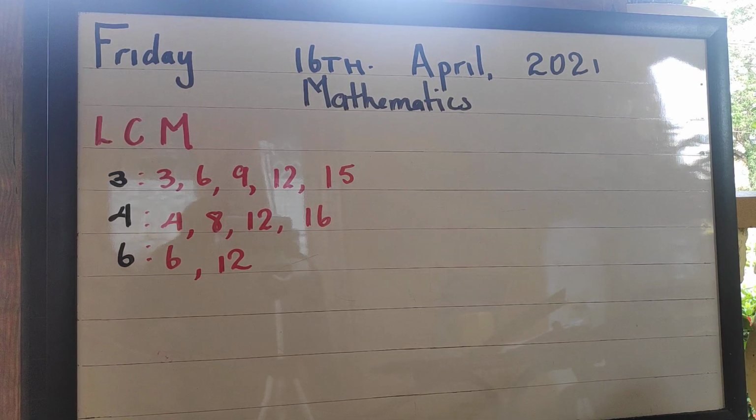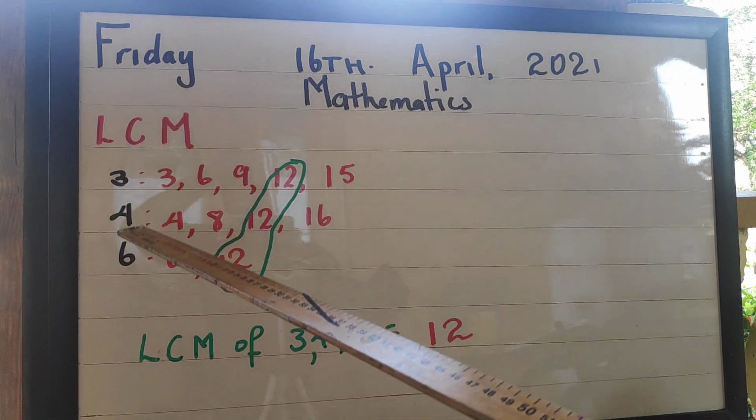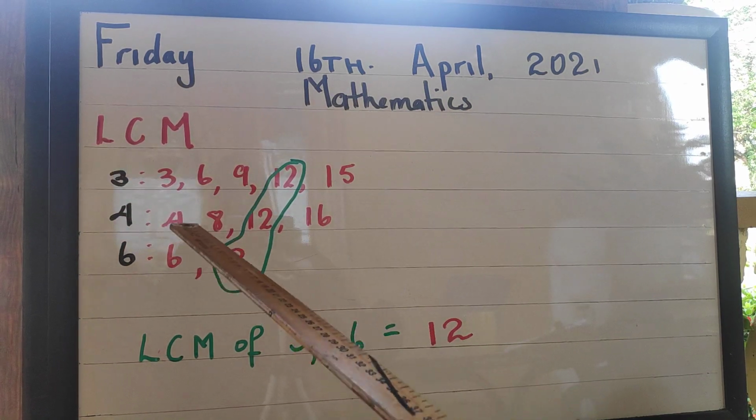So let's do that now. So the LCM of 3, 4, and 6 is 12. It's 12. 12 is the lowest number that 3, 4, and 6 can divide without leaving a remainder, because if 3 goes into 12, we get 4 without a remainder. If 4 divides 12, we get 3 with no remainder. And if we divide 12 by 6, we get 2 without remainder. So the LCM of 6, 4, and 3 is equal to 12.